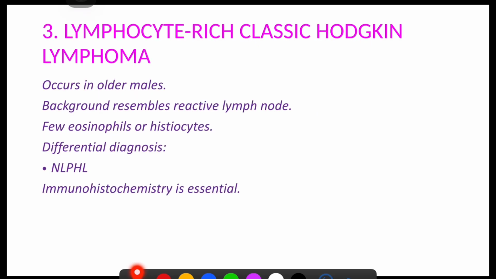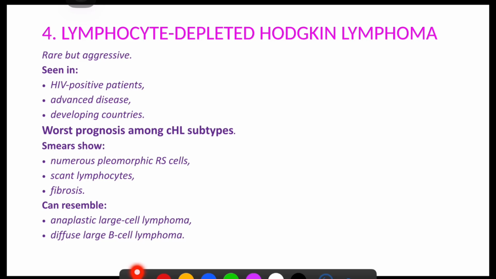Now, as the name suggests, the third category is lymphocyte rich. The background resembles a reactive lymph node, and few eosinophils or histiocytes are present. So we have to differentiate it from nodular lymphocyte predominant B cell lymphoma. Here immunohistochemistry is essential, and it is common in older males.